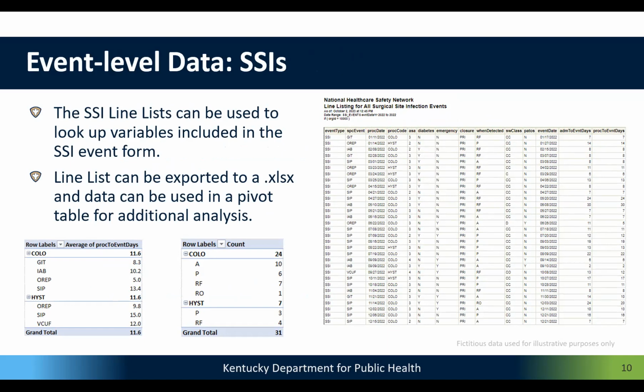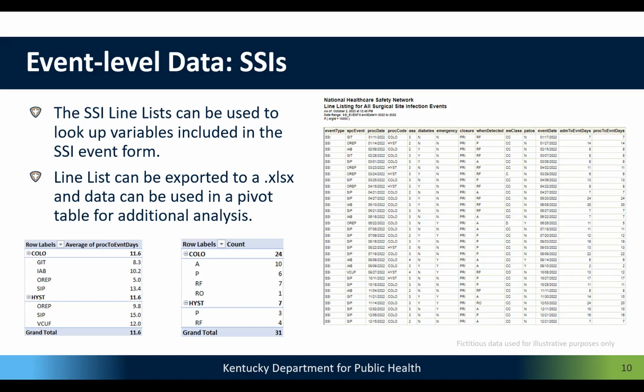In this line list, I have included variables of interest such as the ASA score, if the patient had diabetes, if the procedure was considered an emergent procedure, the wound class, where the SSI was identified or detected, and lastly, the time from procedure to event.